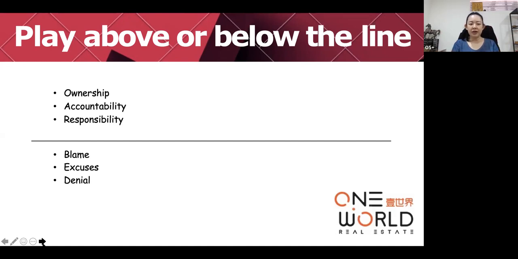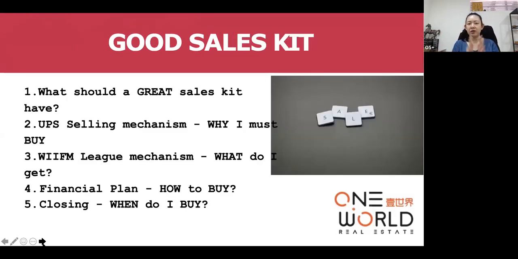This is what a salesperson, especially one who wants to be successful in real estate, needs: you need to choose your attitude, to work above the line. The most important thing for you to make more sales consistently and to produce results is that you need to prepare your sales kit.